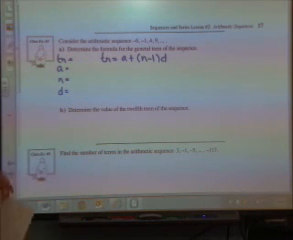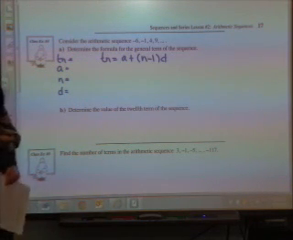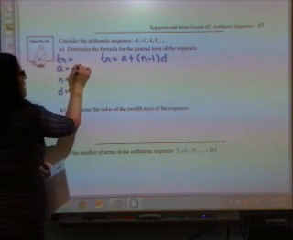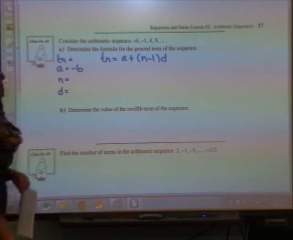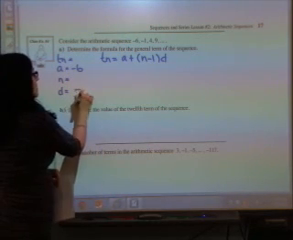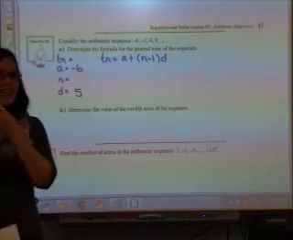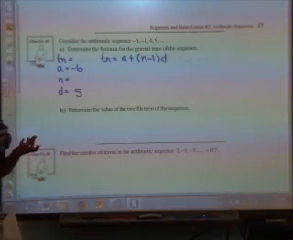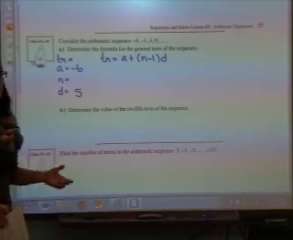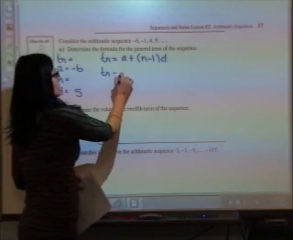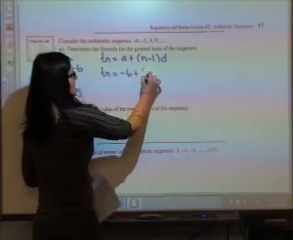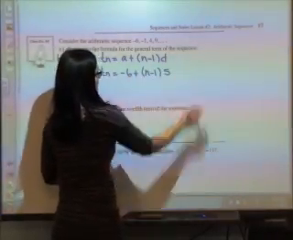So is there a variable that you know the value of? A is -6. Okay. Is there anything else I know about the sequence? D is what? 5. And if I'm finding the general formula, I won't know what n is, because n could be anything. So I know what my A and my D are. I can substitute those in: -6 plus n minus 1 times 5.